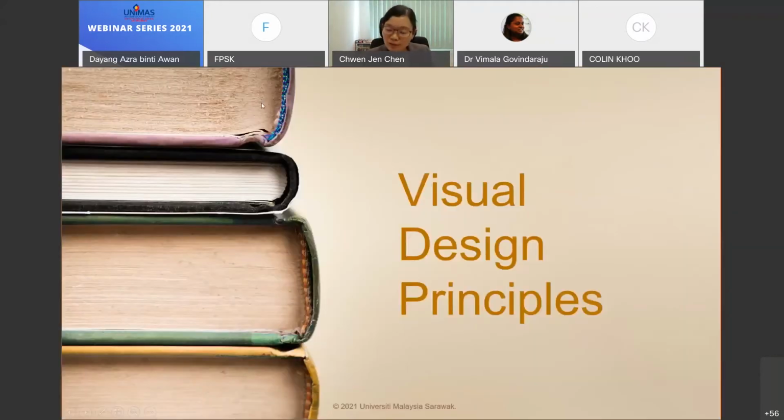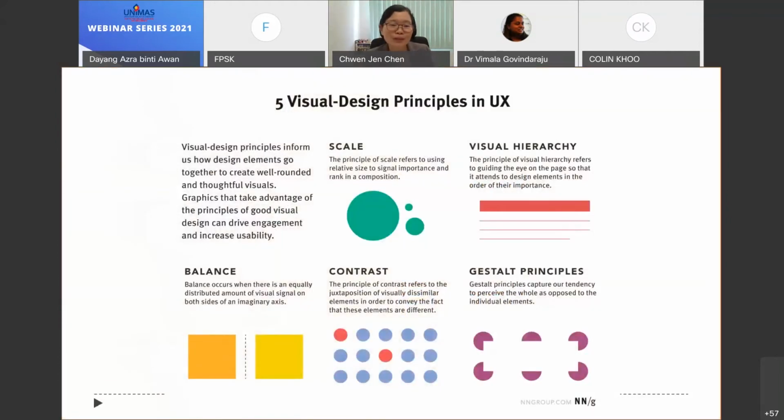And when we talk about visual design principles, I think a lot of the time you will need to have this kind of knowledge because even when you create your presentation slides, your teaching materials, you may want to apply these visual design principles. For example, you must create a balance. When you have your slides, make sure that they are balanced. That's one thing. These are visual design principles.